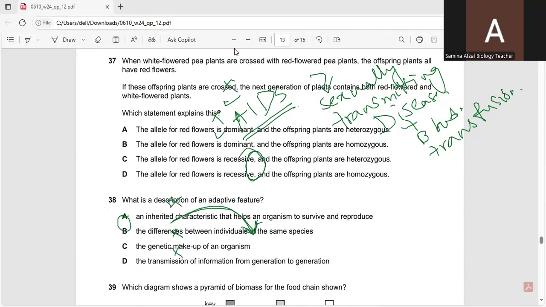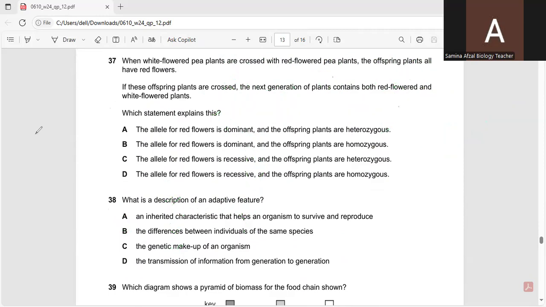Question number 37 is: when white flowered pea plants are crossed with red flowered pea plants, the offspring plants all have red flowers. It means the white flowers crossed with the red flowers, capital R, small r. So the phenotype will be red, and the genotype is capital R, small r.